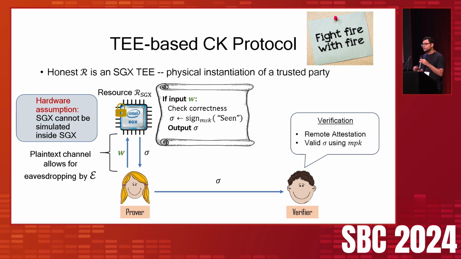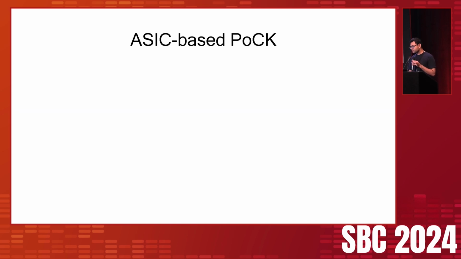Because if you could do that, you could imagine the outer SGX encrypting inputs outside of it and then decrypting inside of it and then sending it to the inner SGX. Which would violate this plain text channel assumption, since it could be eavesdropped. So this is where our hardware assumption for our protocol comes in, but as long as you cannot have an SGX simulated inside another SGX, this protocol will be sound.